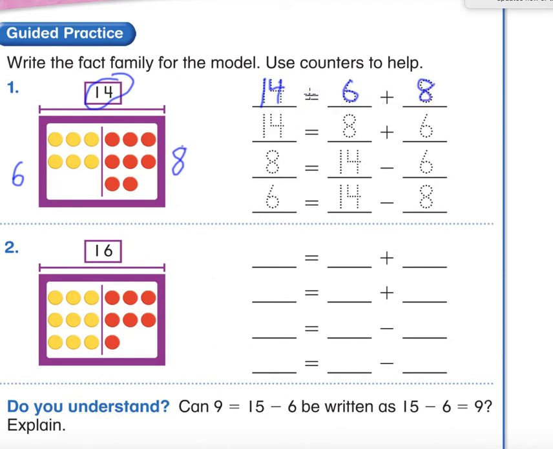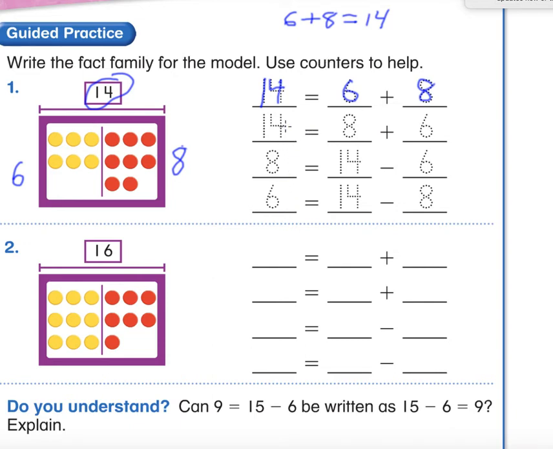Even though this looks different, 14 equals 6 plus 8 is the exact same thing as writing 6 plus 8 equals 14. It is the same exact thing. Mathematicians like to throw numbers around in different ways, but it's okay. It looks different, but it means the same thing. I promise it means the same thing.